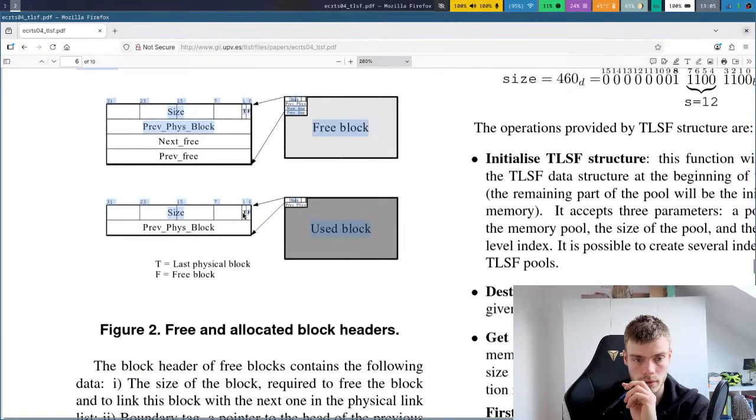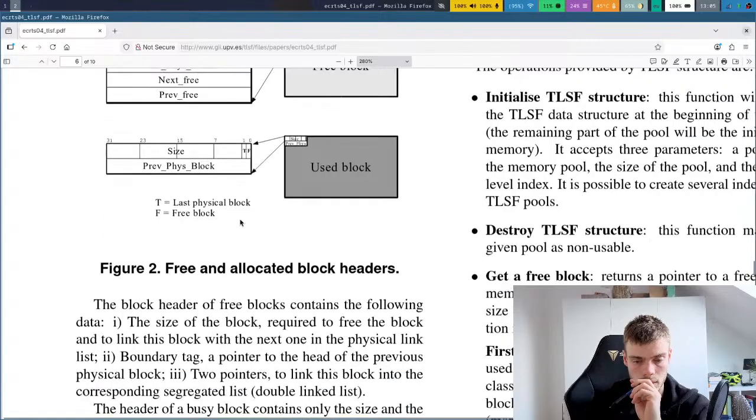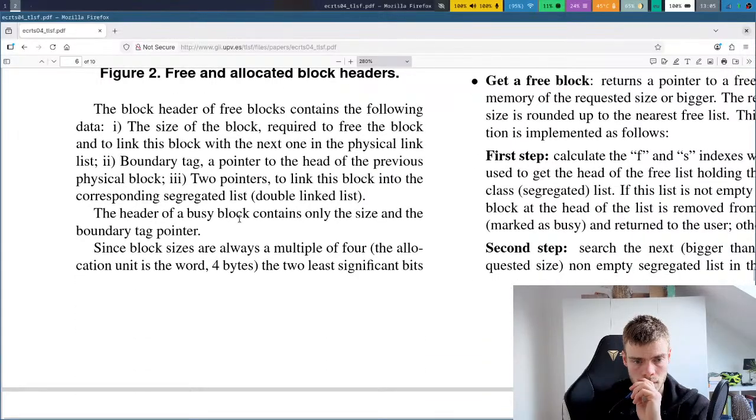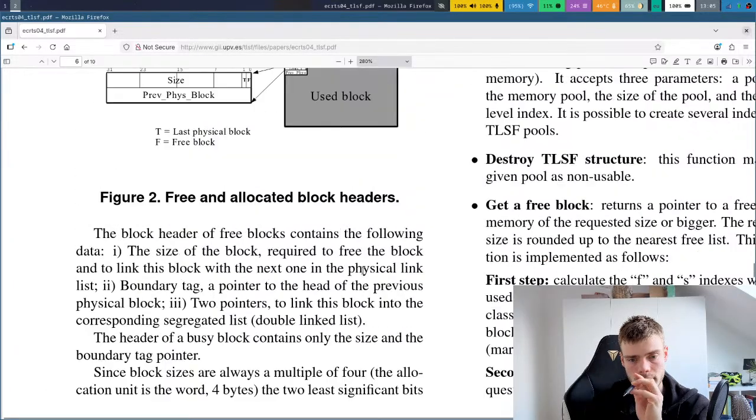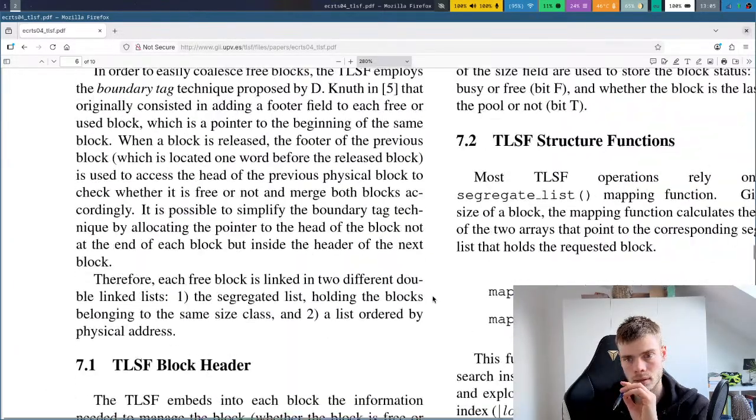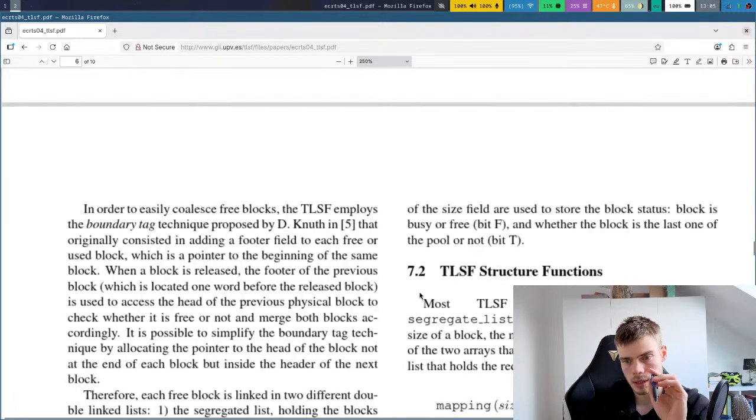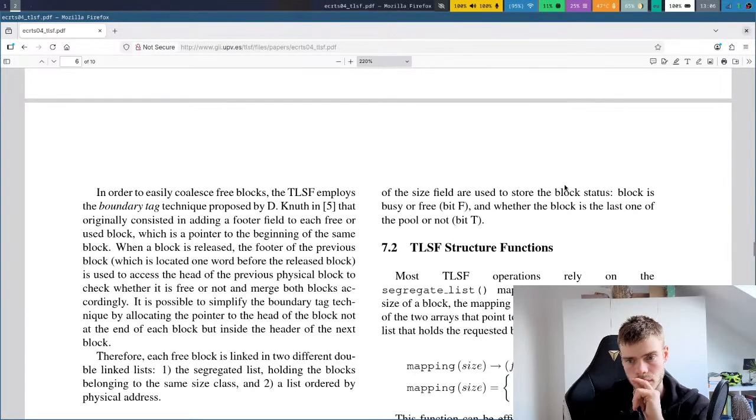You strip out those two bits and get the word. The two least significant bits of the size are used to store the block state: whether the block is busy or free, and whether the block is the last one of the pool or not.